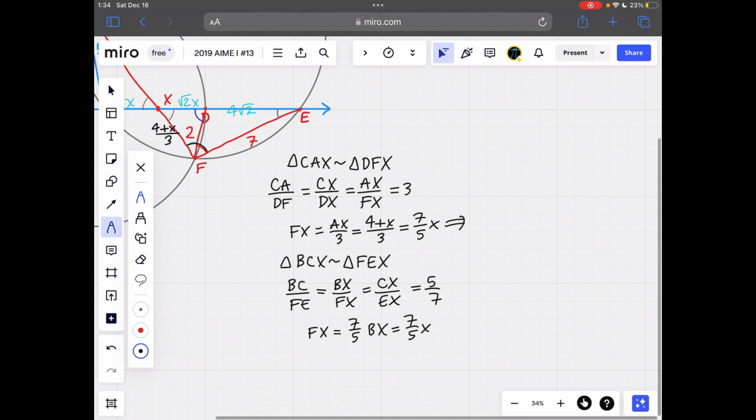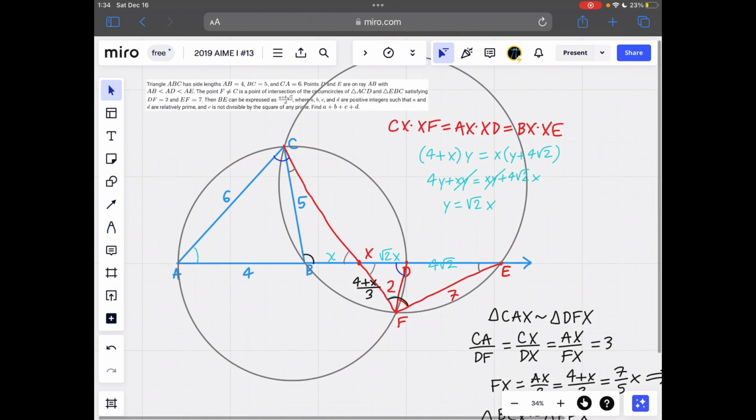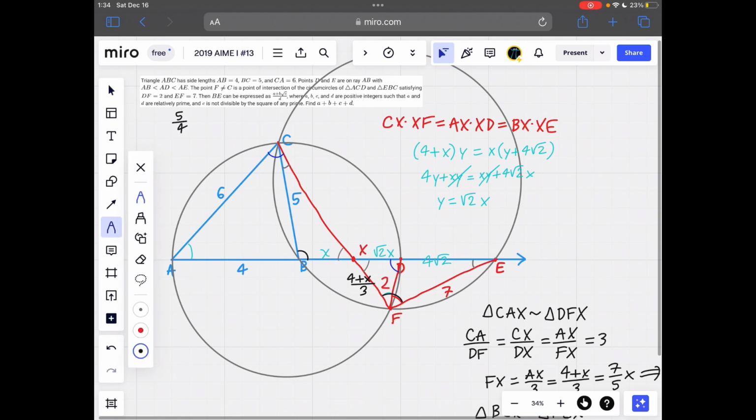So if you notice, 3 times 7x is 21x, and (4 plus x) times 5 is equal to 20 plus 5x. So you get 16x is equal to 20 after you remove 5x from each side, and you get x equals 5 over 4. Now, what was our expression for BE? It's x plus root 2 x plus 4 root 2. So it's 5 over 4 plus 5 over 4 root 2 plus 4 root 2. And that's equal to 5 over 4 plus 21 over 4 root 2. And that's just (5 plus 21 root 2) over 4.